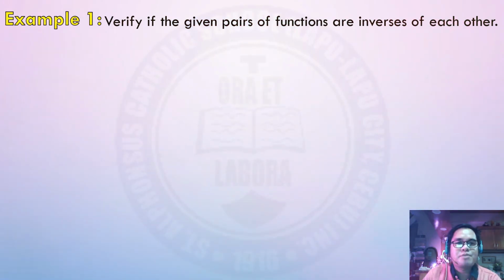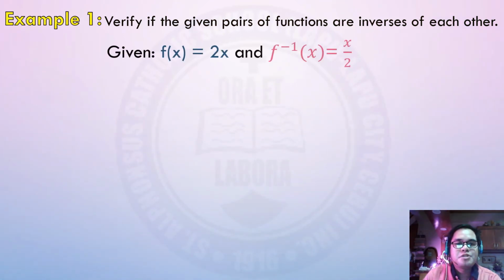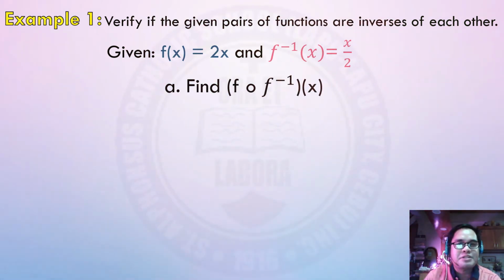So, for example number 1, verify if the given pairs of functions are inverses of each other. With a given, f of x is equal to 2x and f inverse of x is equal to x over 2. So, find f circle f inverse of x. We have to identify first the outer function, which is considered the main function, and the inner function as well.